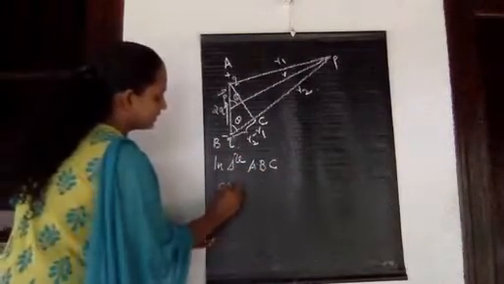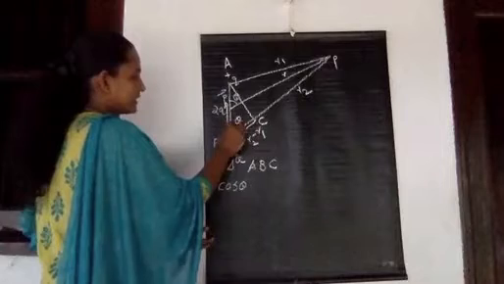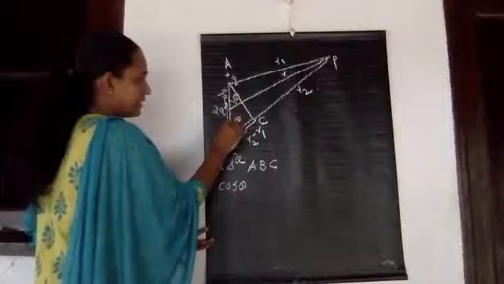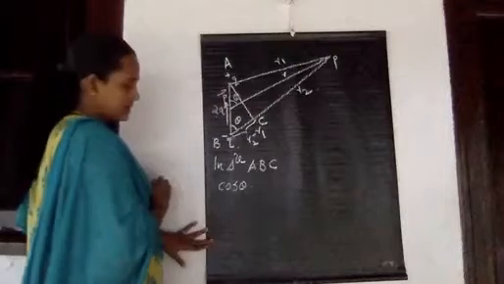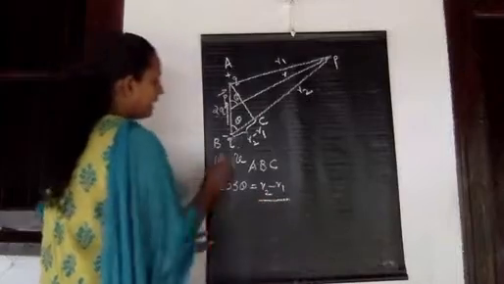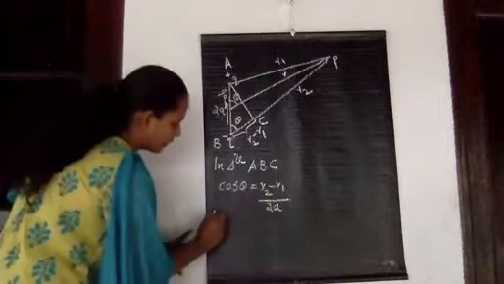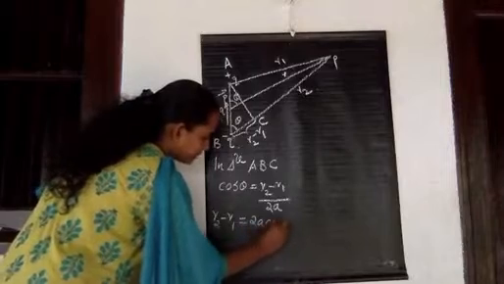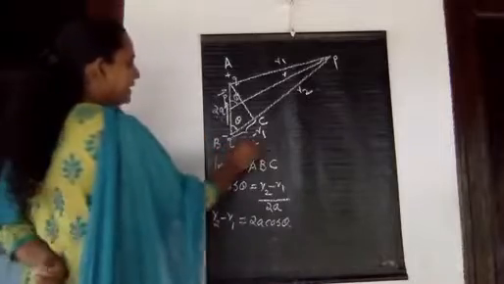What is cos theta? A, B, C we choose. Therefore, this is the angle theta. Cos theta means adjacent side divided by hypotenuse. This is angle theta, this is the adjacent side, and this is the hypotenuse of the triangle A, B, C. So cos theta means the adjacent side, that is R2 minus R1, divided by the hypotenuse, that is 2A. So what is R2 minus R1 you are getting? R2 minus R1 is equal to 2A cos theta. Is it clear?